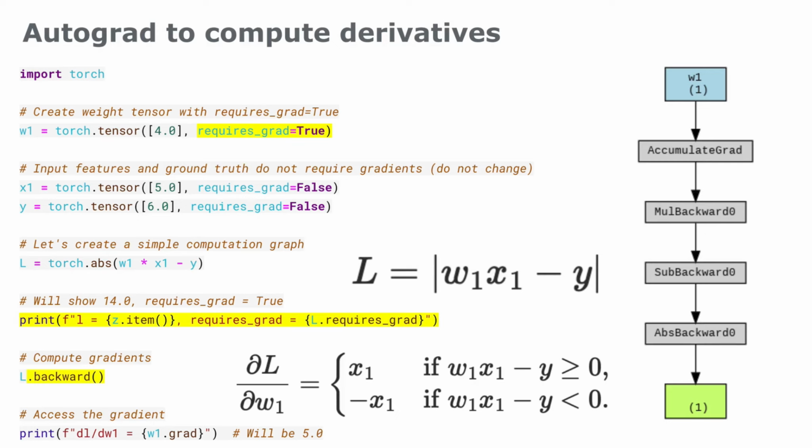So we finally can access the gradient by querying it. We can do w1.grad, and this will show the gradient of the loss with respect to W1. And this is the magic that PyTorch does for us. If we didn't have this autograd functionality, we would need to find a different way to compute these derivatives.